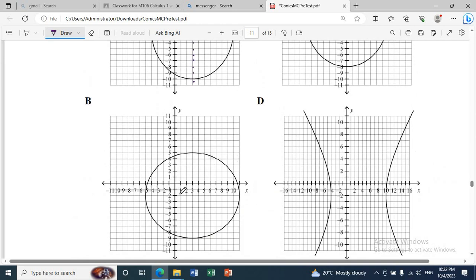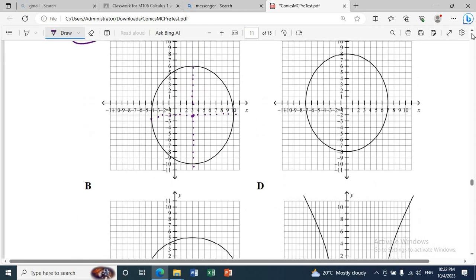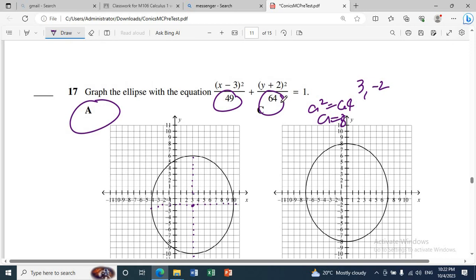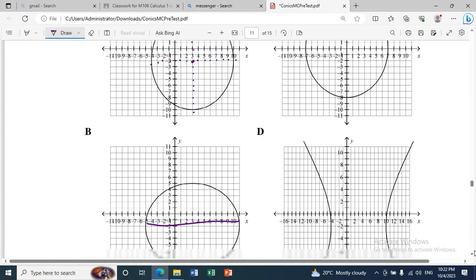This one is horizontal but it's wrong because the bigger number is under Y. So it should be a vertical ellipse. Number 18.